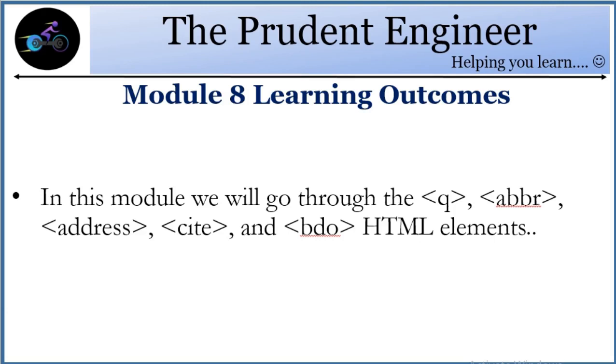Hello guys, welcome to module 8 of basics of HTML. In this module we'll be going through some tags: the Q tag, that is the quotation tag, then the abbreviation tag, then the address tag, citation tag, and bi-directional override tag. Okay, so let's start.